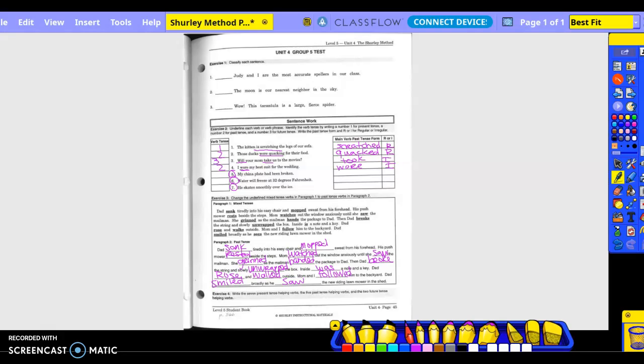Okay. Exercise 4. Write the 7 present tense helping verbs, the 5 past tense helping verbs and then 2 future tense. So present. So the present tense verbs are am. What else? Is. Are. Not had, but has. Have. Do. And does.